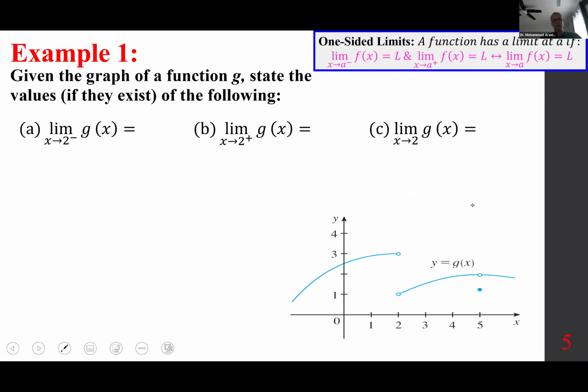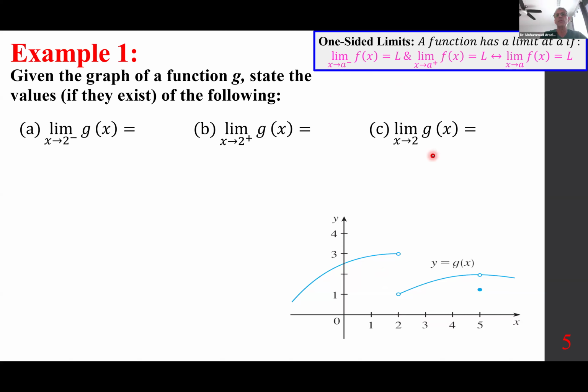Let's go from the get-go, okay, what we have covered from the beginning. And that would be the synopsis we're going to cover to get ready for the final exam. And again, I emphasize, to get ready for the final exam, all you have to do is master the previous. Given the graph of a function g, state the value if they exist.